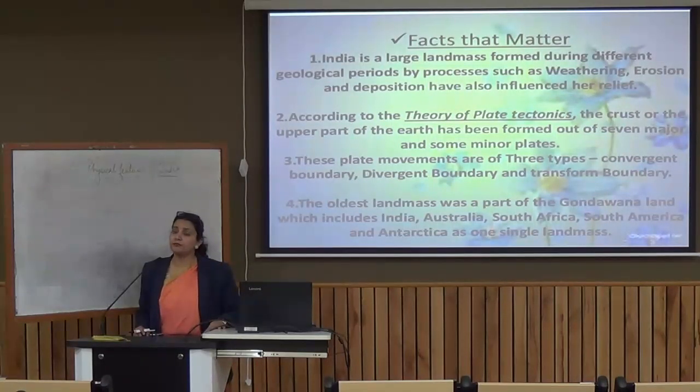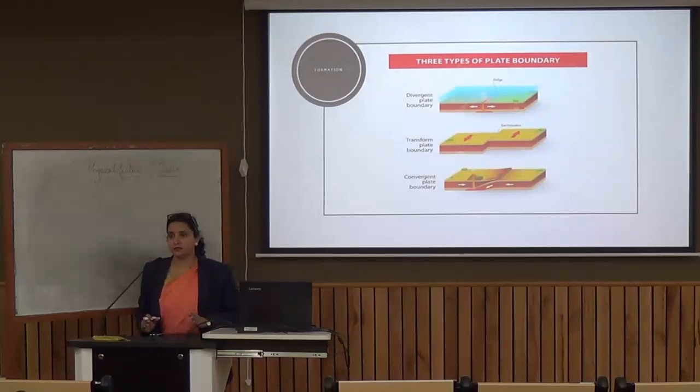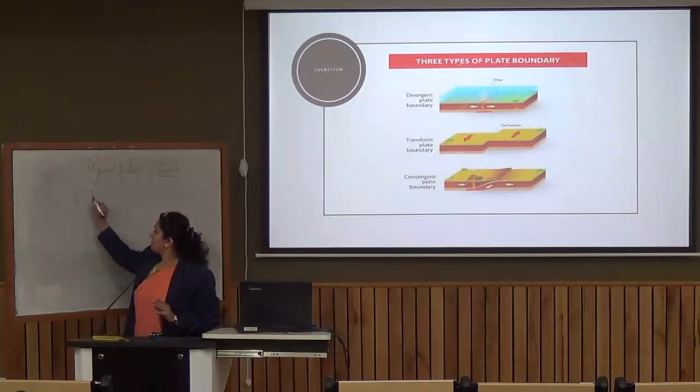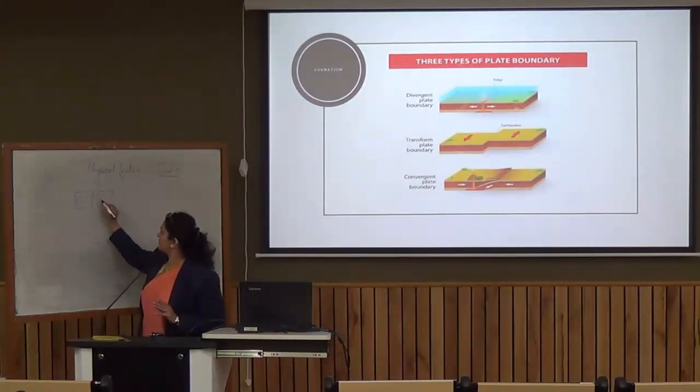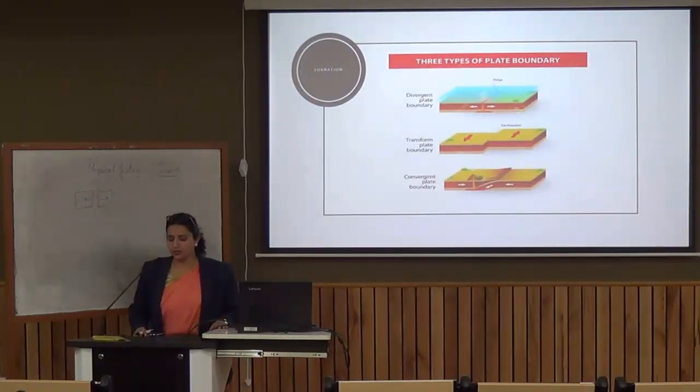The three different types of plate boundaries are the convergent plate boundary, divergent plate boundary and the transform plate boundary. The three types of plate boundary can be seen with the help of the diagram. The first one is the divergent plate boundary, where the two plates are getting separated from each other. This is how they are being separated from each other.